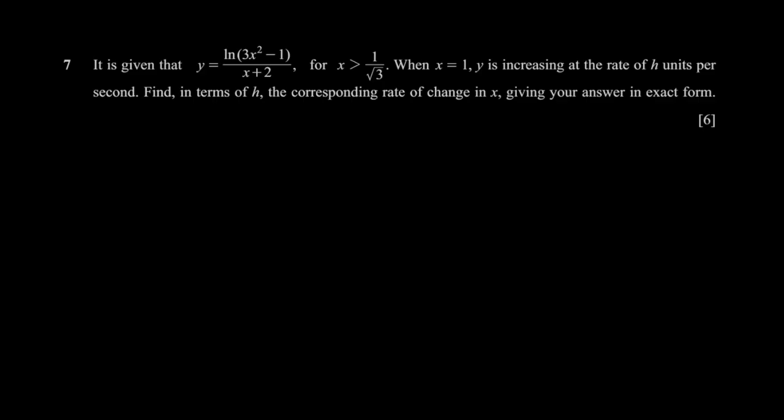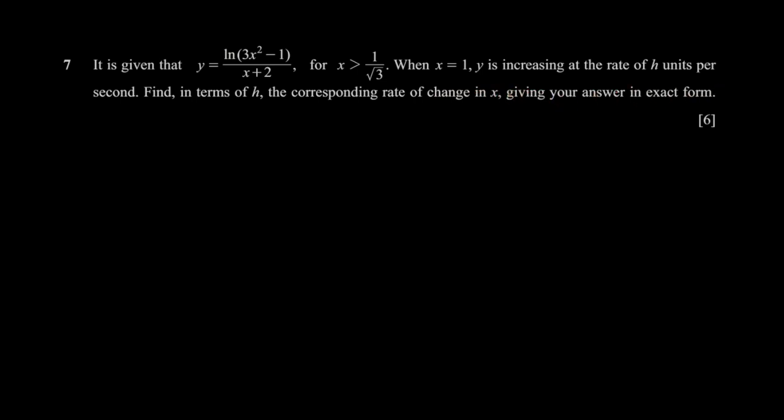Okay, then question 7 here. It is given that y is equal to this thing for a domain of x is greater than 1 upon root 3. When x is equal to 1, y is increasing at a rate of h units per second. Find in terms of h the corresponding rate of change of x, giving your answer in exact form.